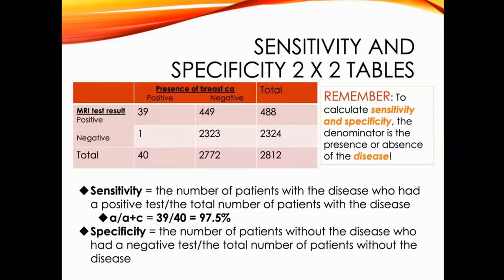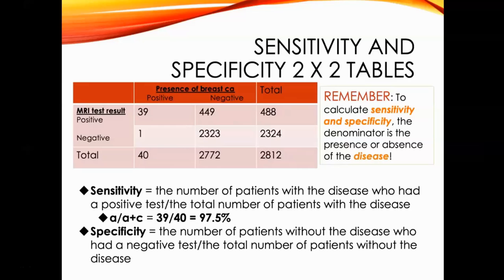Specificity is the number of patients without the disease who had a negative test divided by the total number of patients without the disease. In this example, that's the number of patients without breast cancer who had a negative MRI divided by the total number of patients without breast cancer.